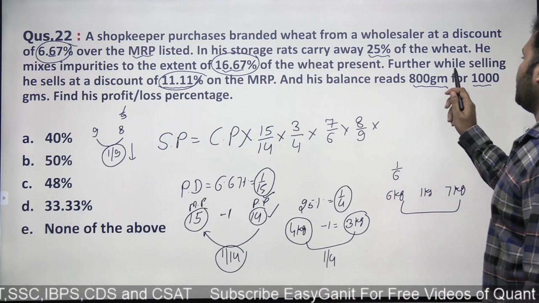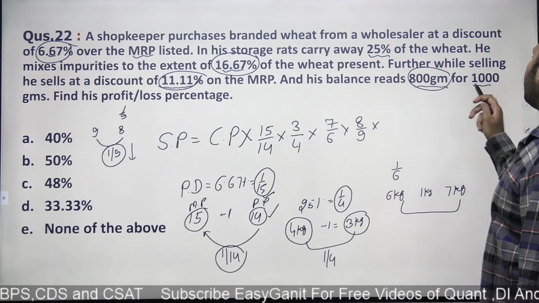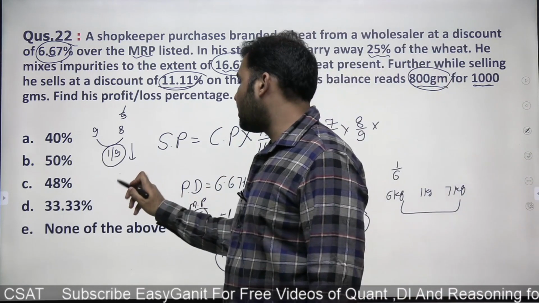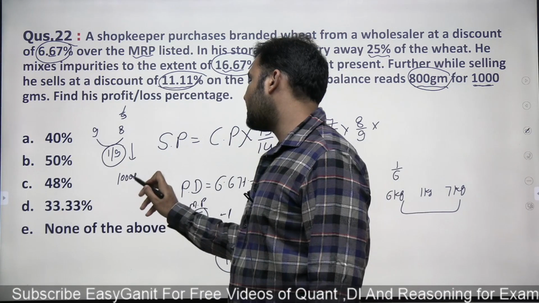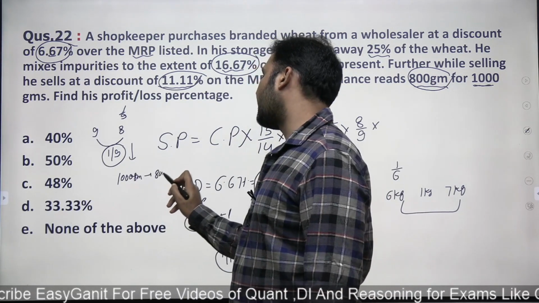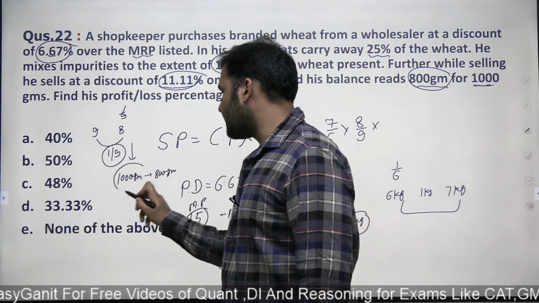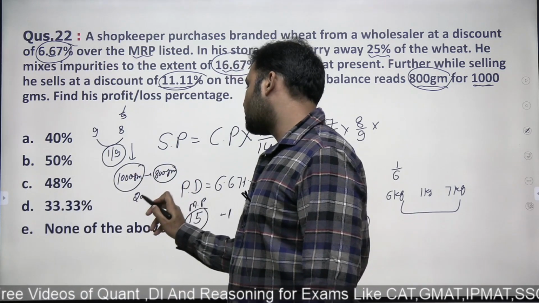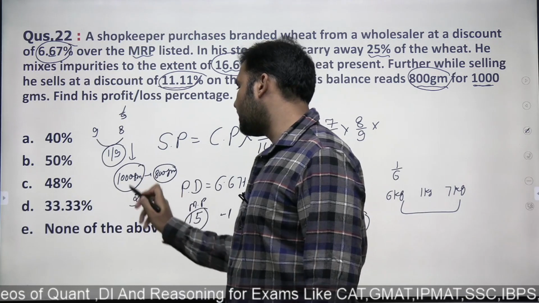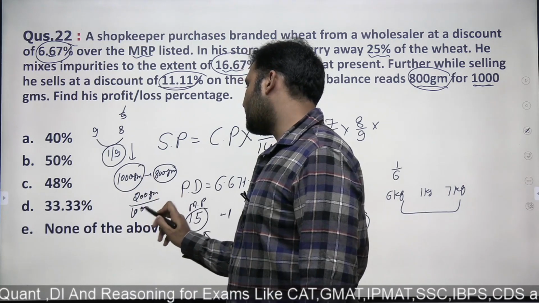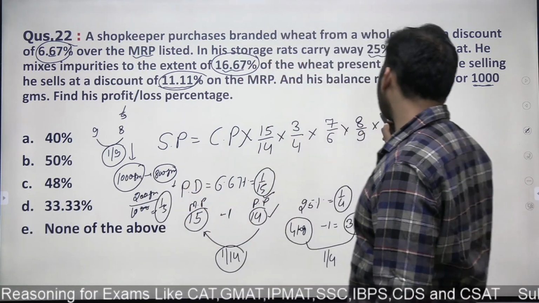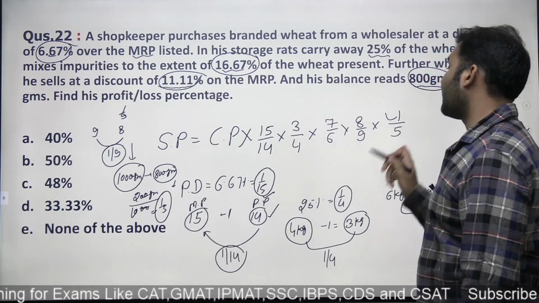Next, you see that your balance reads 800 grams for 1000 grams. That means if 1000 grams of goods are placed on the machine, its reading will be 800 grams. That means this much is going from your pocket but you are getting money for only 800 grams. So there's a loss of 200 grams on the investment of 1000. So that will give me a loss of 1/5. A loss of 1/5 means the selling price will be 4/5 of the cost price.